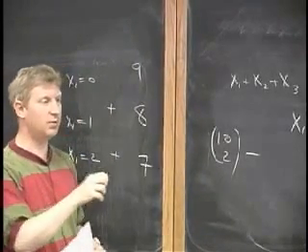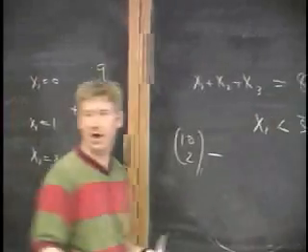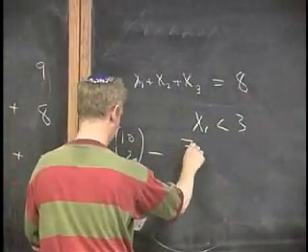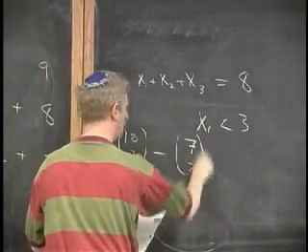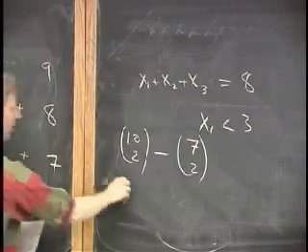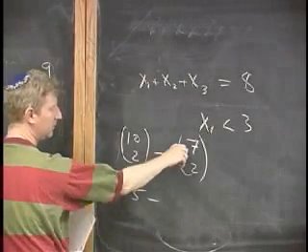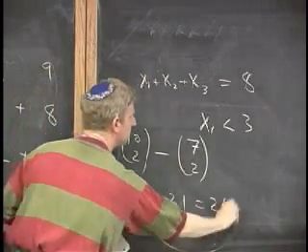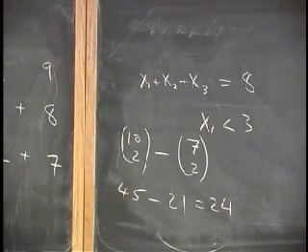If x1 is bigger than or equal to 3, then this turns down to 5, right? And we get 7 choose 2. And that's the answer. And that better be 24. This is 45, and this is 21. So it's the same. Two different ways of solving the problem.